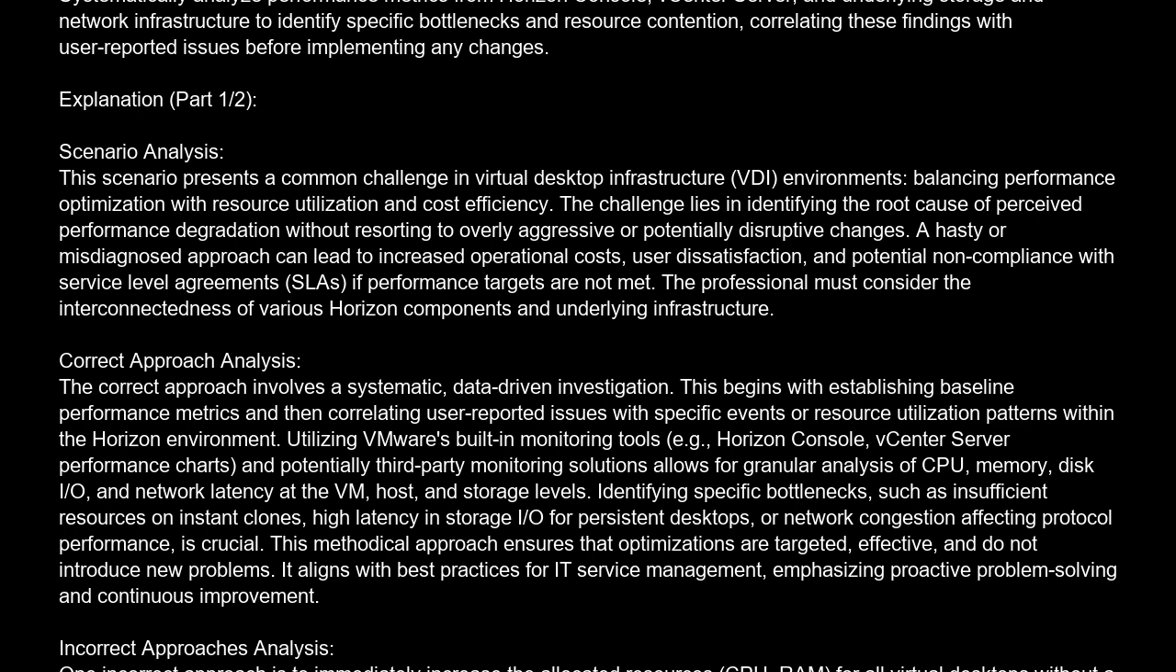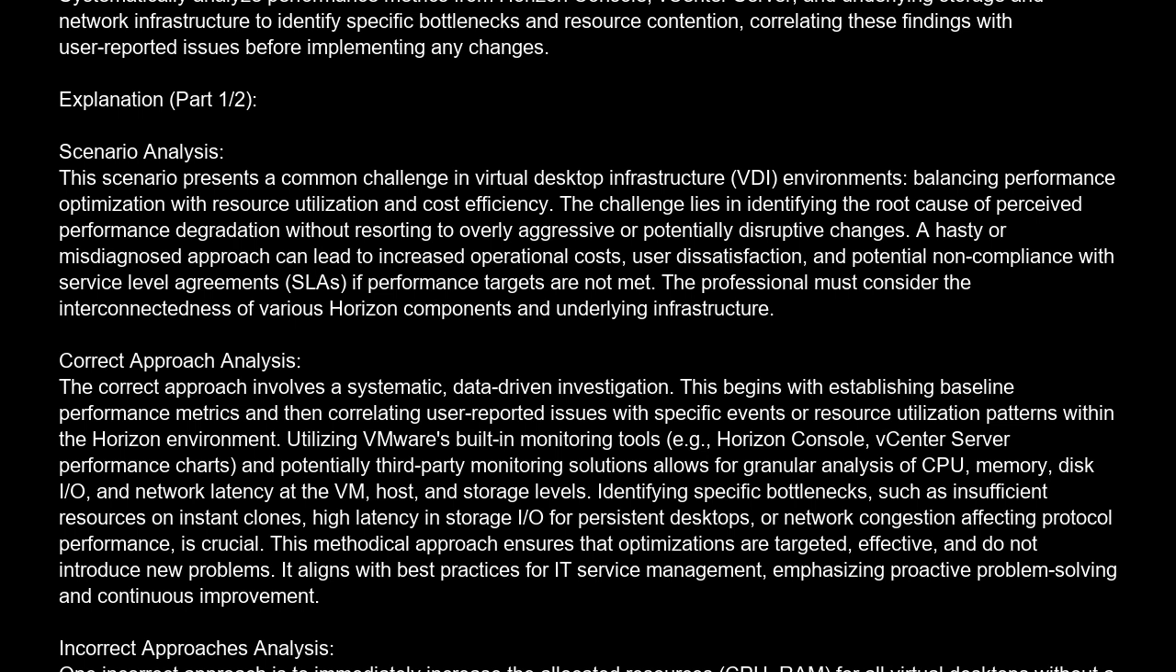A hasty or misdiagnosed approach can lead to increased operational costs, user dissatisfaction, and potential non-compliance with service-level agreements, SLAs, if performance targets are not met. The professional must consider the interconnectedness of various Horizon components and underlying infrastructure. Correct approach analysis. The correct approach involves a systematic, data-driven investigation.